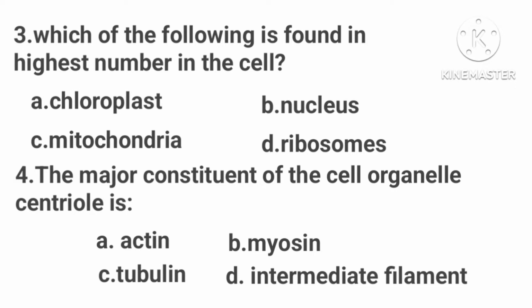Which of the following is found in highest number in the cell? Option A chloroplast, option B nucleus, option C mitochondria, option D ribosome. The correct answer is option D ribosome.